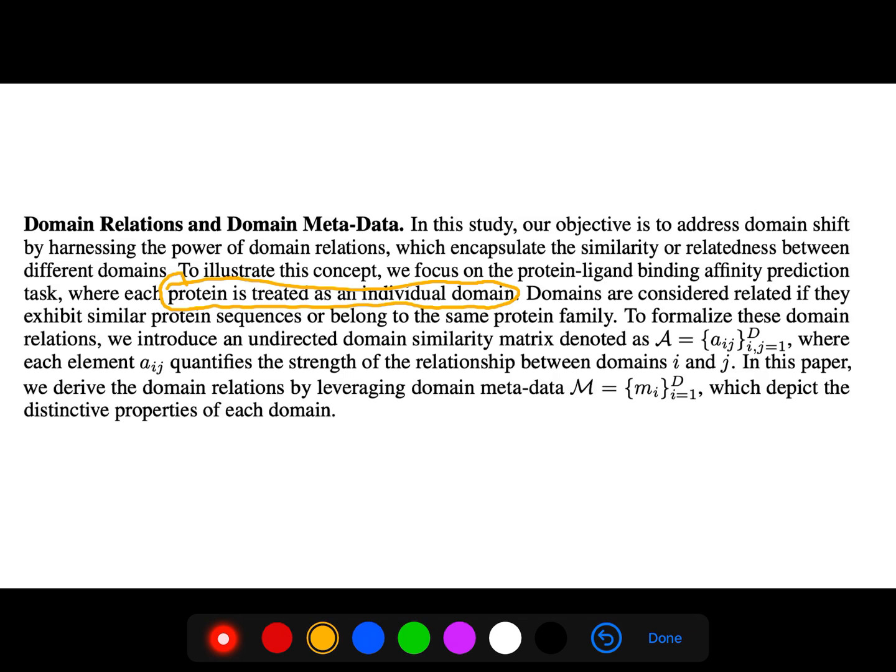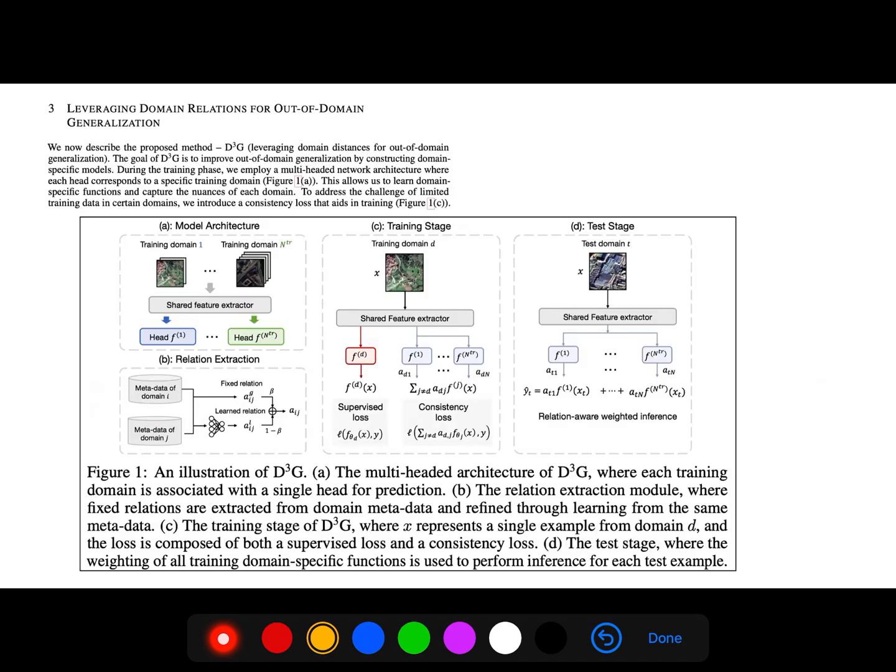So we derive the domain relations by leveraging domain metadata, which depict the distinctive properties of each domain. So this is an illustration. You see in A the multi-head architecture, where each training domain is associated with a single head for prediction. And in B, you see the relation extraction module, where fixed relations are extracted from domain metadata and refined through learning from the same metadata.